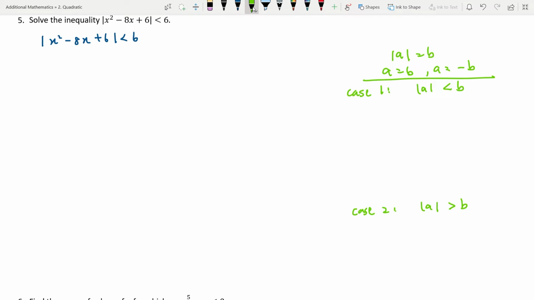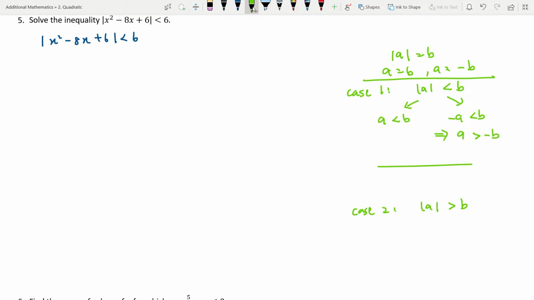For modulus A is lesser than B, we can write it into two inequality. A is less than B, negative A is less than B. For negative A is less than B, we divide both sides with a negative. We get A is greater than negative B.